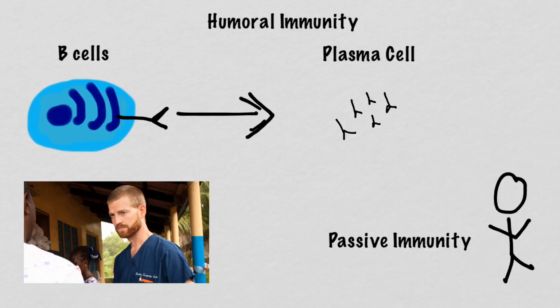Passive immunity is when a naive person, like our nurse over here, a person who has not seen the pathogen before, is given antibodies from a person who had previously seen the pathogen. These antibodies protect them and help them to quickly gain the ability to combat the infection faster than they would have been able to do so on their own.